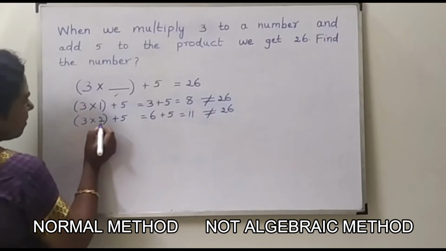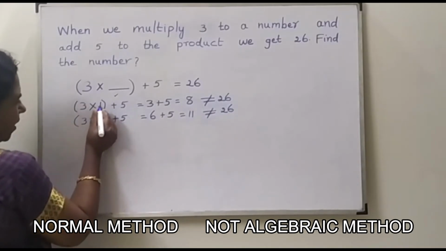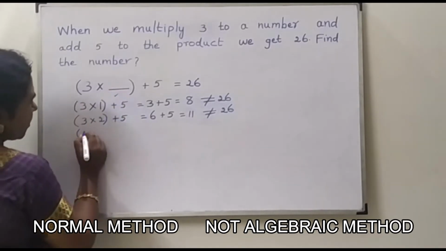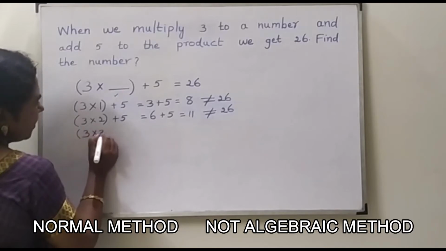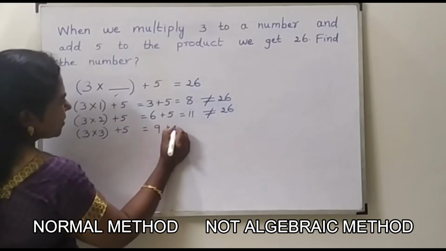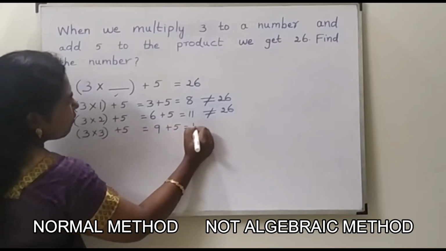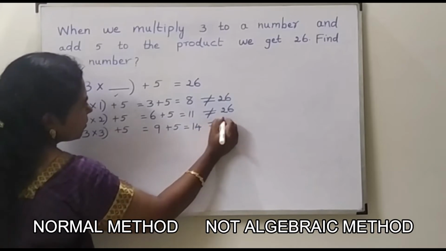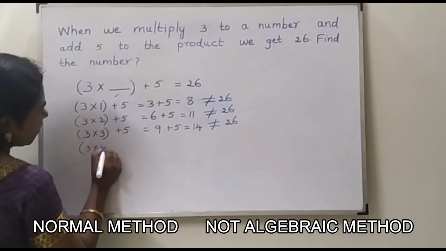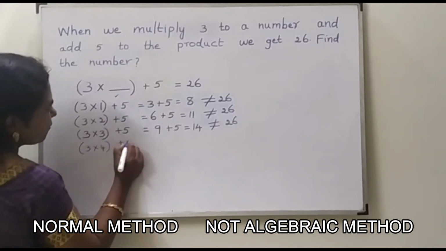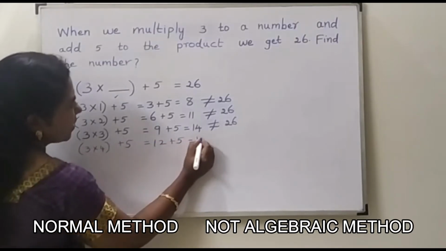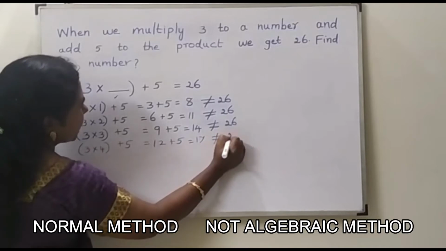Now the next one. Let us substitute the number 3 in the place of this. So it is 3 into 3 plus 5, which is equal to 9 plus 5, which is equal to 14. It is also not equal to 26. And the next, the same thing, 4 in this place. So 3 into 4 plus 5, which is equal to 12 plus 5, which is equal to 17. This is also not equal to 26.